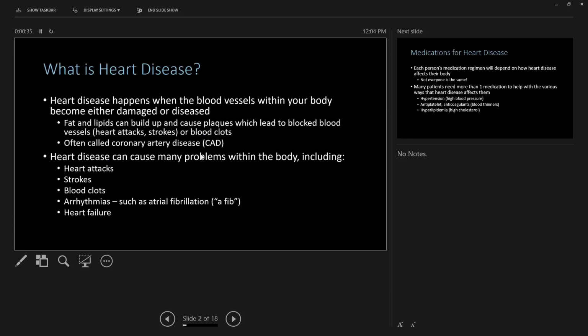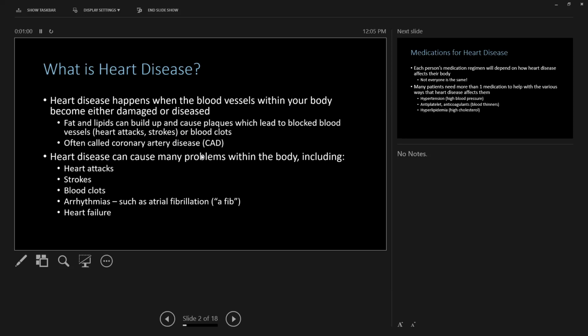I know that you have probably reviewed this already, but we'll do a little basic overview to start out with. So what exactly is heart disease? Heart disease is the result of what happens when a lot of things happen in your body, but mainly when the blood vessels become either damaged or diseased. A lot of times we call this coronary artery disease, or CAD. And a lot of the terms you'll hear today are kind of interchangeable.